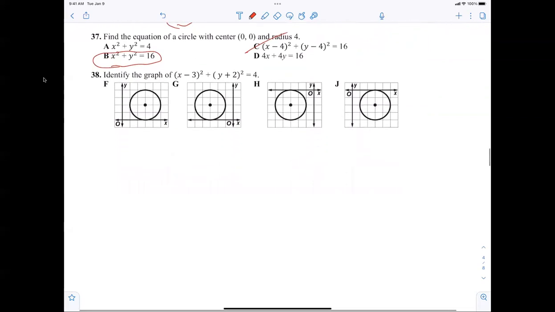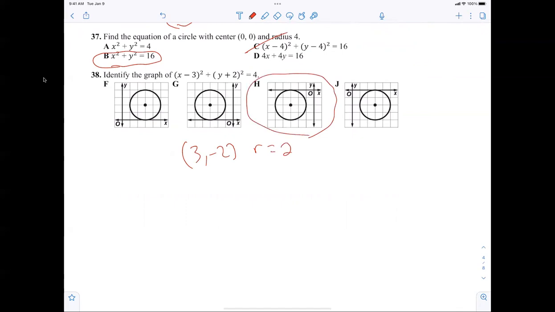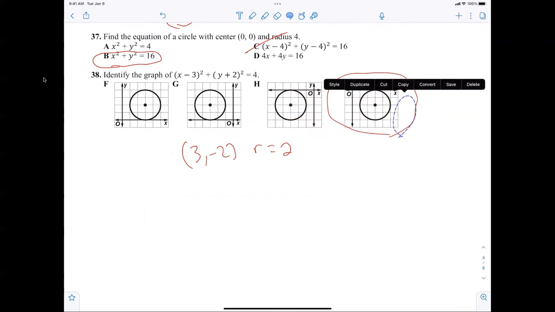So for 38, what's the center of the circle? (3, negative 2). And the radius is what? 2. Is that right, H? Oh, yeah, thank you. No, it's my blindness. (3, negative 2). Thank you very much, Kate Mitchell. All right. Anybody have any questions?